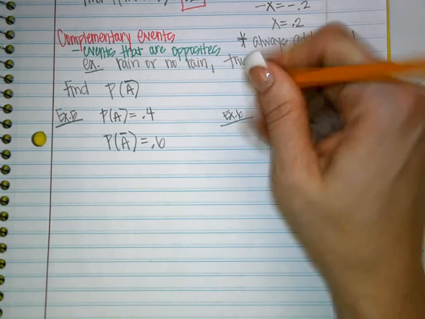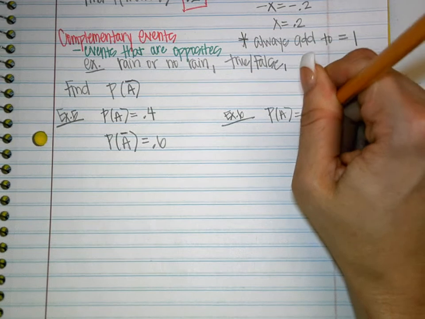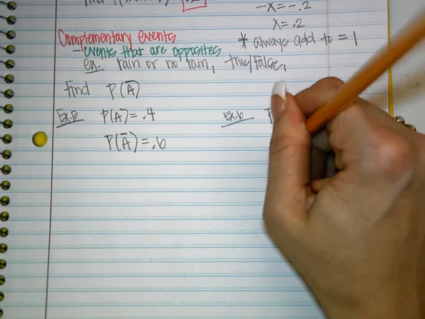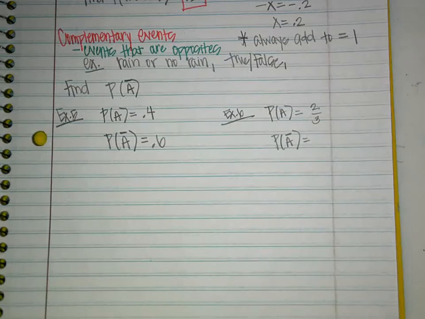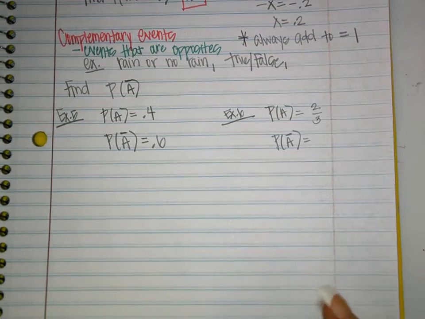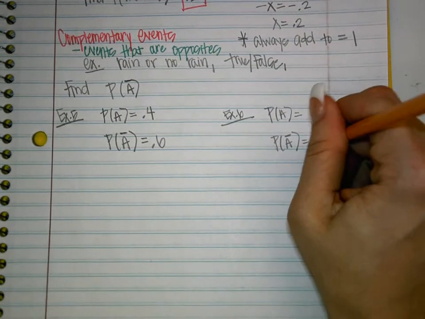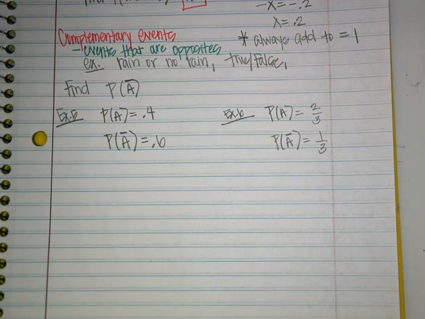Okay, try another one. The probability of A is 2/3, and the probability of A not is what? So the probability of passing this next test is 2/3. What's the probability of not passing it? 1/3. Okay, these are called complementary, so they add together to equal 100%. That's it. Anyone have questions on how I did that?